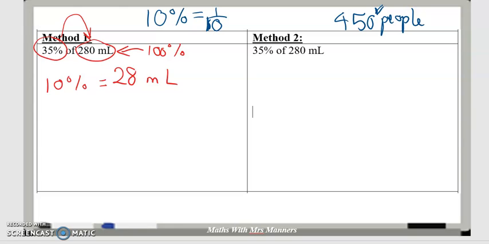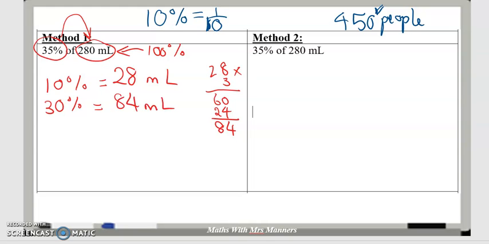If I need to get 35%, then it makes sense to work out 30%. Well, 30% would just be 3 lots of my 10%, and my 10% is 28 mils. So if I triple it, I'll triple the 20, which is 60, and I'll triple the 8, which is 24, and that gives me 84 mils. So now I know 30%. I'm getting close, but I need 35%.